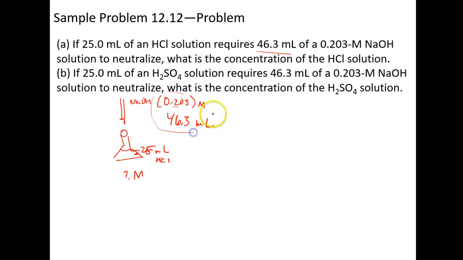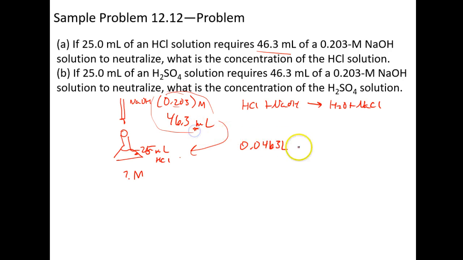So if I find out how many moles this is, that's also equal to the number of moles of this, and then I can take the moles divided by the liters and figure out the concentration. The equation is HCl plus sodium hydroxide gives me H2O plus sodium chloride. So I take 0.0463 liters, I converted this to liters, of my sodium hydroxide times my 0.203 moles per 1 liter, because that's what molarity means, moles per liter.